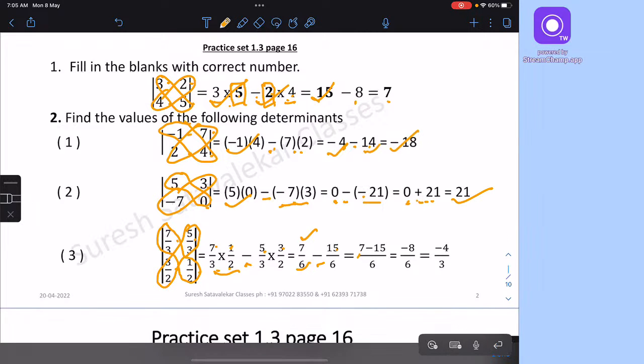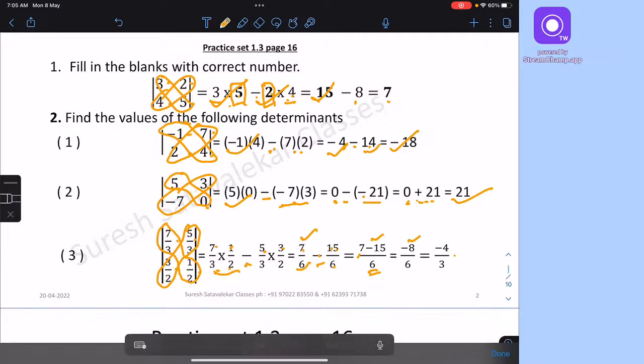5 3s are 15 and 3 2s are 6. Now here the denominator is common, 6. So you write the common denominator 6, and the numerator will operate as per the given sign, 7 minus 15. 7 minus 15 is minus 8. Minus 8 upon 6 is minus 4 upon 3, which is the answer.